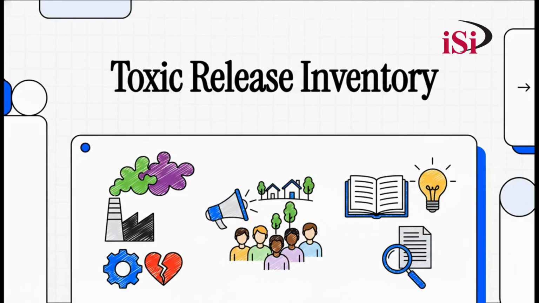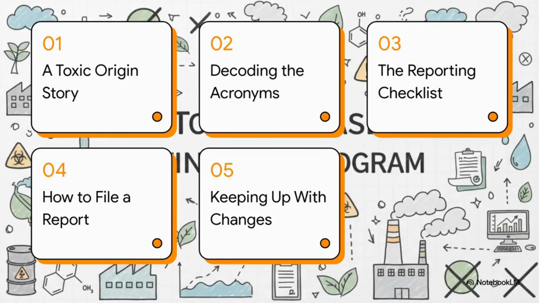Hey everyone, welcome. Today, we're going to break down a really crucial piece of environmental regulation, the Toxic Release Inventory, or TRI. It's a system that was actually born from tragedy, and it's designed to give communities real knowledge about the chemicals being used, sometimes right in their own backyards. So, let's dive in. Here's the plan for our explainer.